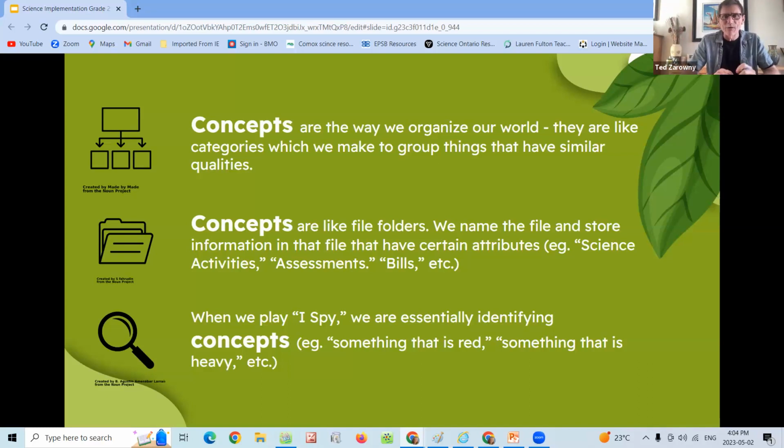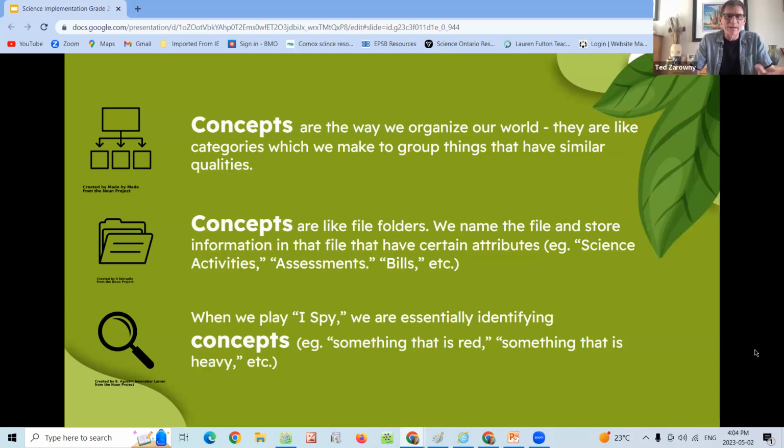They're essentially like file folders. When we open up a folder on our desktop, on our computers, we give it a name and we put things that have those attributes in it. It could be things like all the assessments, and anything that goes in that file fits the criteria of assessments.